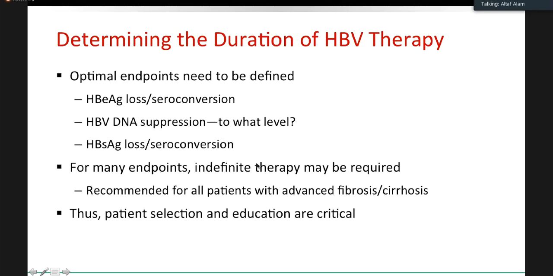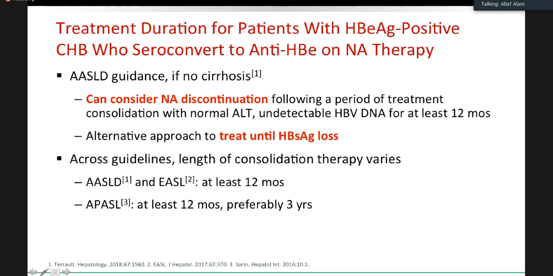So for many endpoints, indefinite therapy may be required, and particularly in those patients with advanced fibrosis, that is F3, or cirrhosis, that is F4, lifelong or prolonged therapy is what we can do so far until the newer drugs come in, where the guidelines may guide us how to change the practice. Thus, patient selection and education are critical.